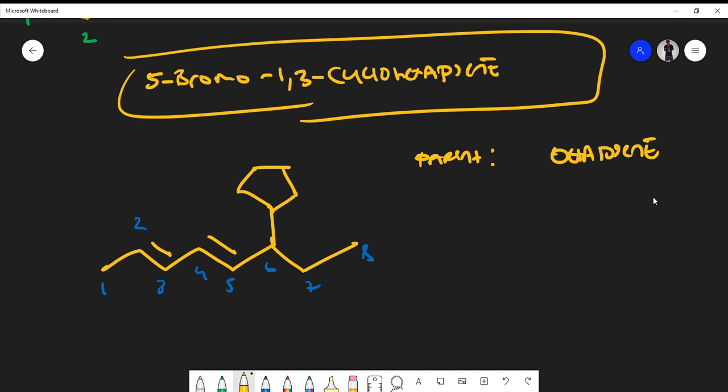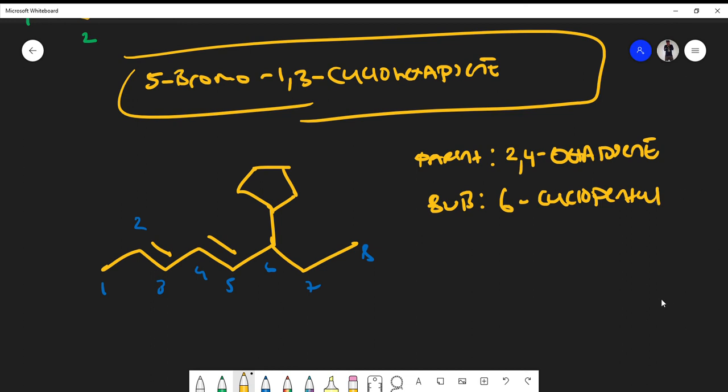Now, because we have two double bonds, we have to label the carbon on which they occur. So we have one on carbon 2, and we also have one on carbon 4. So this would be 2,4-octadiene. Now the substituents: on carbon 6 we have a pentane ring. So as a substituent, it becomes cyclopentyl. Right? So instead of a cyclopentane as a substituent, it becomes cyclopentyl.